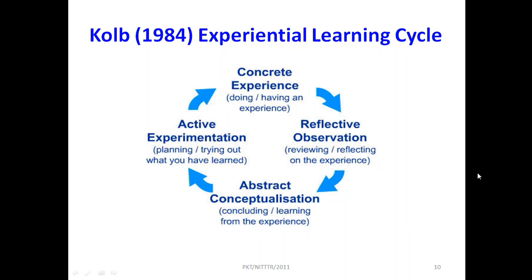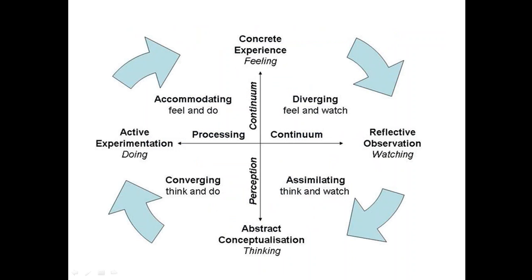This is the stage which is referred to as active experimentation. And on the basis of the experiential learning cycle, Kolb (1984) provided a classification of learning styles. According to him, on the process continuum, if you look at the x-axis, on one end of the continuum is active experimentation, on the other end is reflective observation. That means whether a person would like to indulge in trying out the ideas, or whether the person would think over or ponder upon the ideas.